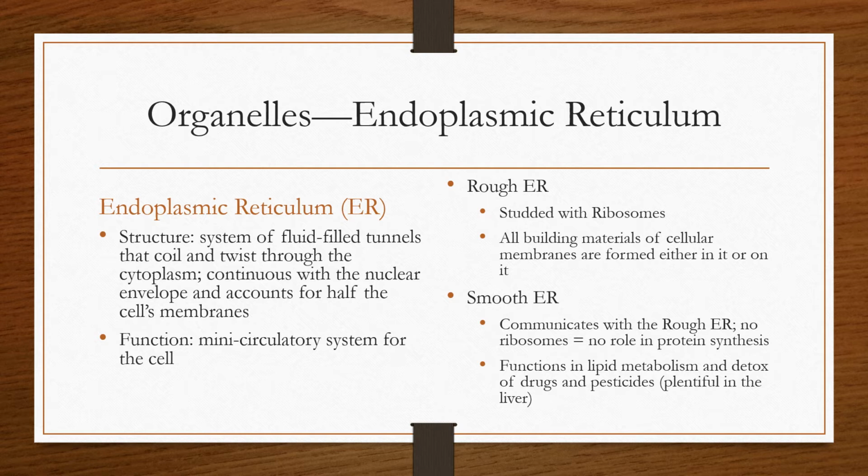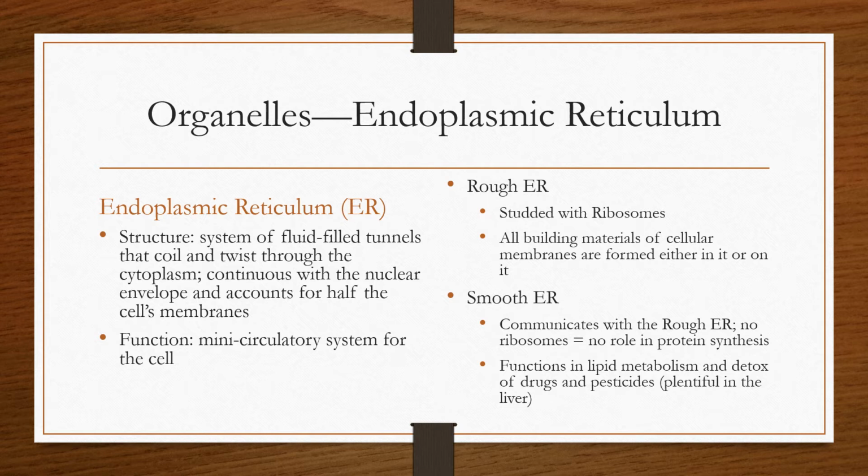So the endoplasmic reticulum, from now on known as the ER, so I don't want to keep saying that word. The structure is a system of fluid-filled tunnels that coil and twist through the cytoplasm, continuous with the nuclear envelope, and accounts for half of the cell's membranes. This is where the ribosomes that we just looked at were attached. The function is it's a mini circulatory system for the cell.